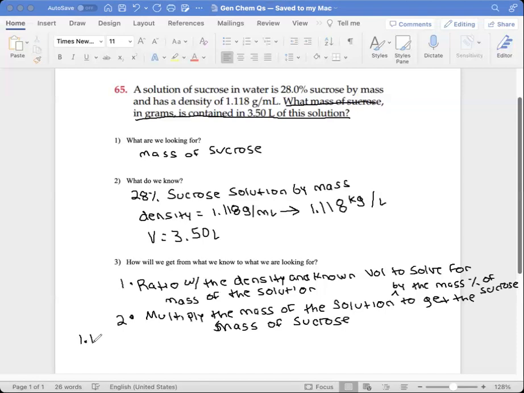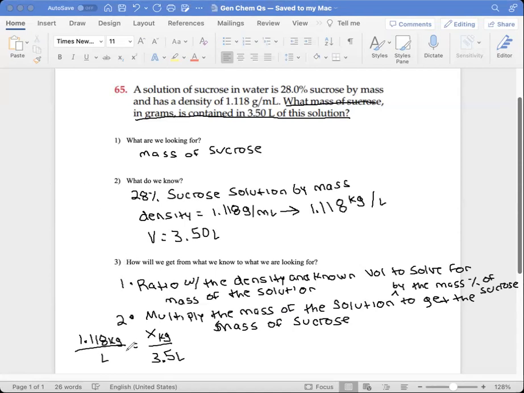We have 1.118 kilograms per liter is our density. So this is going to equal X kilograms of solution over 3.5 liters. And I always say use your units. Do not ever drop your units because your units are really important in making sure that you're staying on track with your solving. If your units cancel at the end to give you the unit that you want, you know that you followed the right path. If you end up with a funky unit at the end, you know something has gone awry.